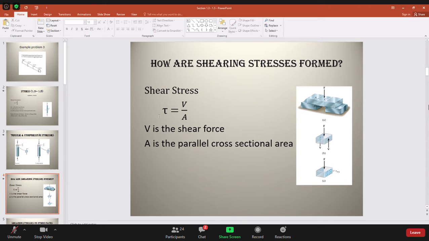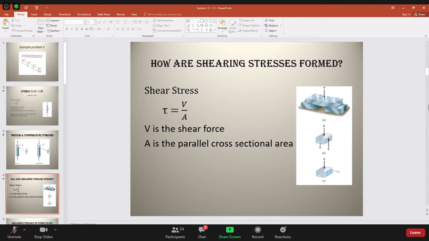Shear stress is represented by the Greek letter tau, defined as V over A. V is the shearing force, and the shearing force is this force V. So V divided by A, where A is the area parallel to the shearing force. So if this is the shearing force, then this is the area A. V is the shear force and A is the parallel cross-sectional area.